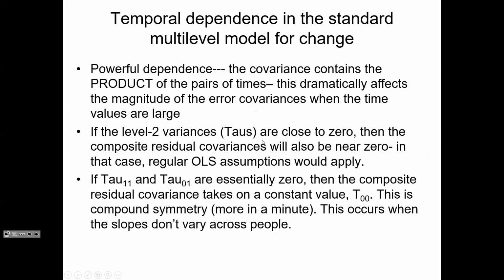So if tau 1 and tau not 1 were 0, think about that. There's no slope variance. That would be saying there's no variability across people in terms of their growth. In that case, the composite residual covariance matrix is going to take on a constant value of tau not. Let's just look here for a second.